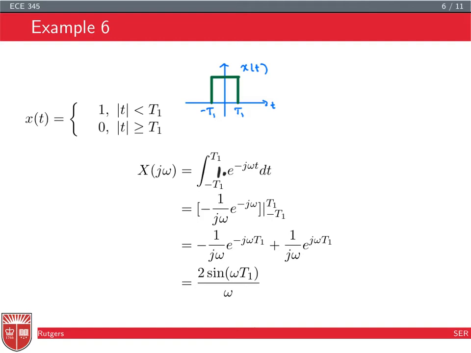So it also looks like a sinc function, but there's no pi here, and there's an extra 2 here. This points to some kind of duality between the time and frequency domains, and we'll talk a little bit about this also towards the end of this chapter. So in some sense, a box in the time domain will be a sine omega T1 divided by omega in the frequency domain, and the other way around. The box in the frequency domain, which is a low-pass filter, is a sinc function in the time domain.